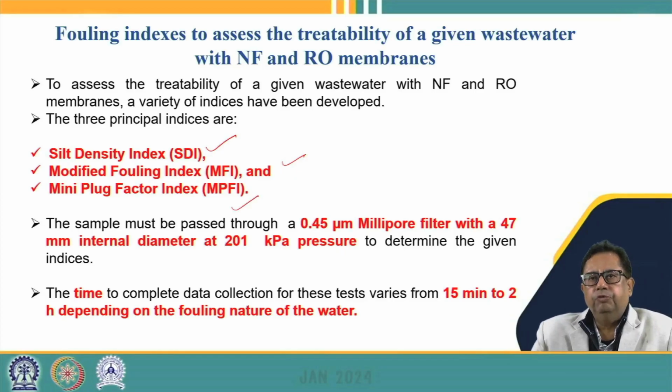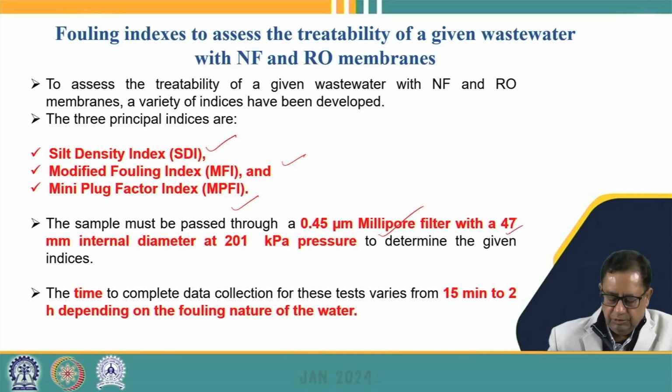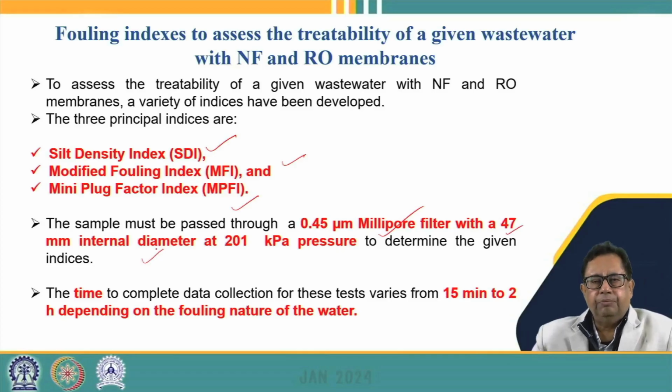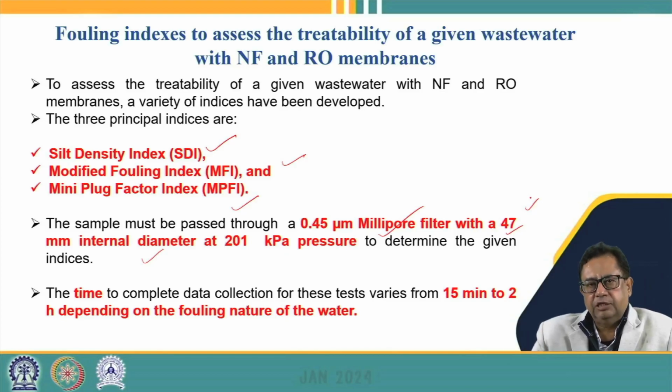Before we take the water which we want to treat by nanofiltration or RO process, we pass it through a 0.45 micrometer filter with 47 millimeter internal diameter, and we apply a pressure of around 201 kilopascals. Then we develop such indices based on this filtration experiment, and it gives us certain index values. Based on the index values we can decide whether we can treat it by using a nanofiltration or RO process, whether our operation will be efficient or not.